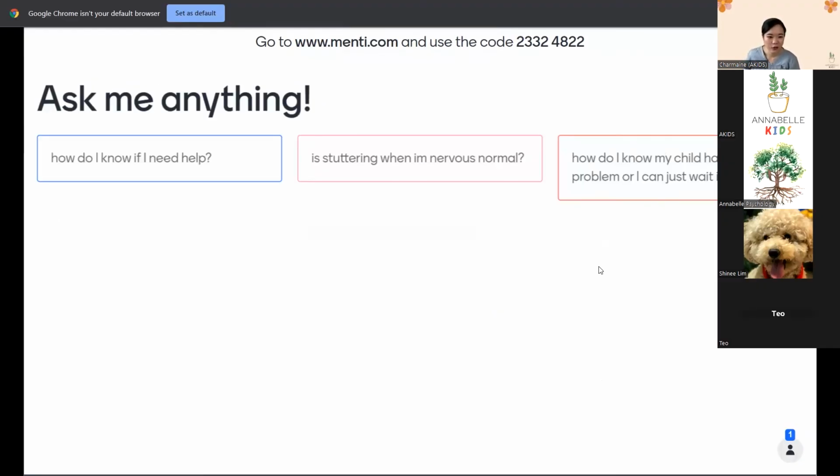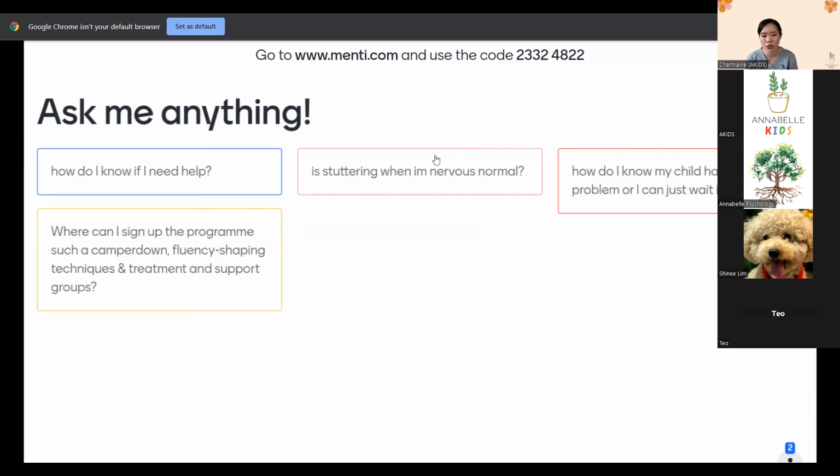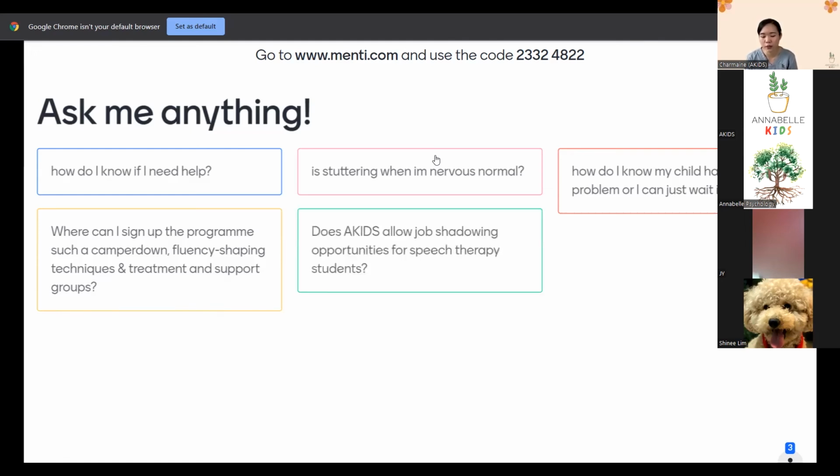Okay, so how do I know if I need help? Okay, let's address that. Sometimes if you feel like your speech is not fluent, or if you have any concerns about your speech, you could speak to a speech therapist. You can come for an assessment and we will be able to tell you what the issues with your speech are, or address any questions that you may have. With regards to whether you need help, something about therapy is that if you think you don't need help, if you think you're okay, then usually you don't need help, right? It's not a problem until you think it's a problem yourself.